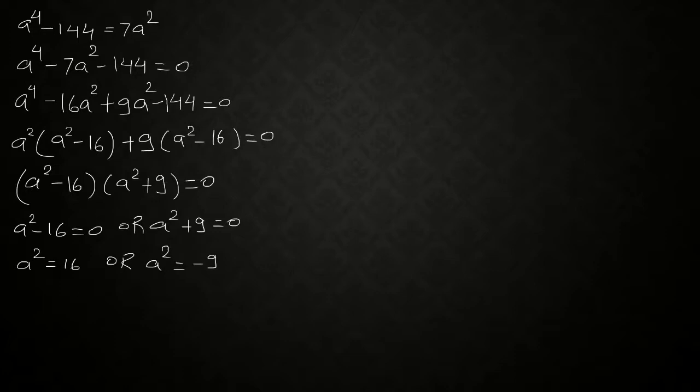But as we know, a belongs to a real number, therefore a² cannot be equal to -9. So in the next step we will continue with a² equal to 16. Square root on both sides gives a equal to plus minus 4. So now we are getting two values of a.